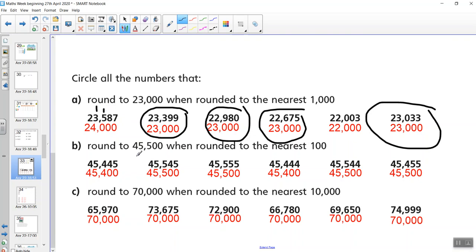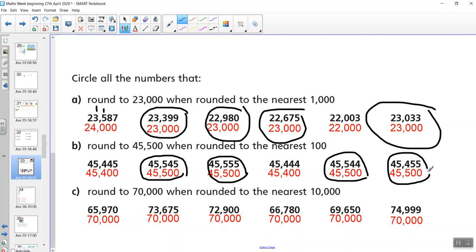Now, the next one says rounded to 45,500. So I need the hundreds place to help me with this one. And this one rounds to 45,500. And this one. And this one. And this one. And C. Rounded to 70,000 when rounded to the nearest 10,000. So I've got to find all my 10,000s place, and all of those round to 70,000.